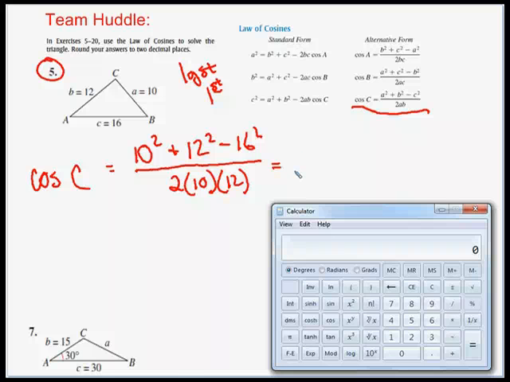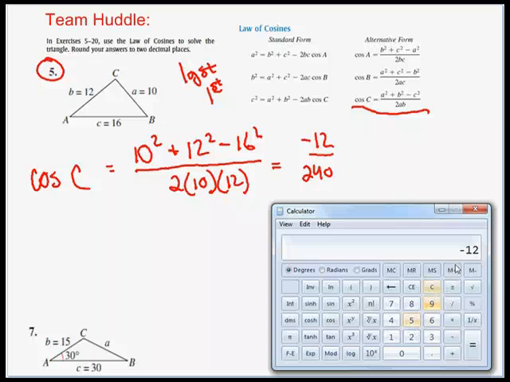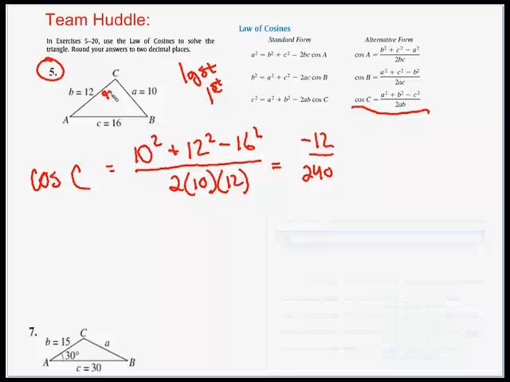And I got my trusty calculator right here. And let's do this numerator and denominator separately. So we have 10 squared plus 12 squared minus 16 squared. And we get, this numerator is negative 12. And the denominator is 240. So we want to do negative 12 over 240 and cos inverse that. So there's our negative 12 divided by 240 equals negative a half. And then we inverse cos, 92 point, let's round that off to one decimal place, 92.9. So angle C is 92.9.